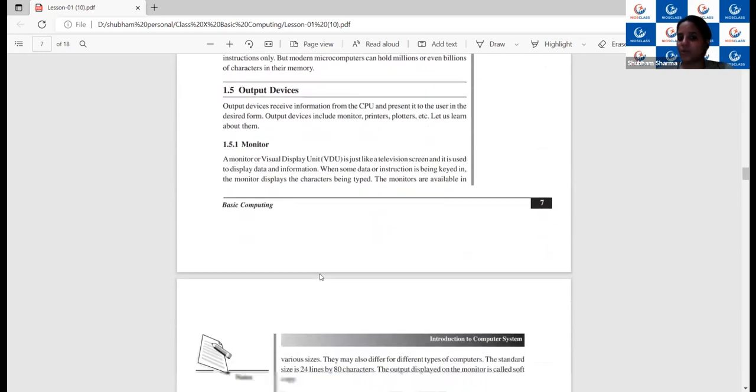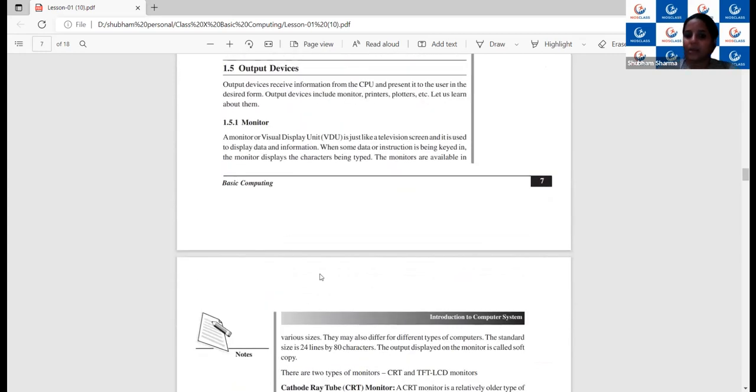We have already discussed the CPU. We will start with output devices now. Output devices receive information from the CPU and present it to the user in the desired form. So whatever format the user wants, it presents the data in that form. Output devices include monitor, printer, plotters, etc. Now we will learn about them.